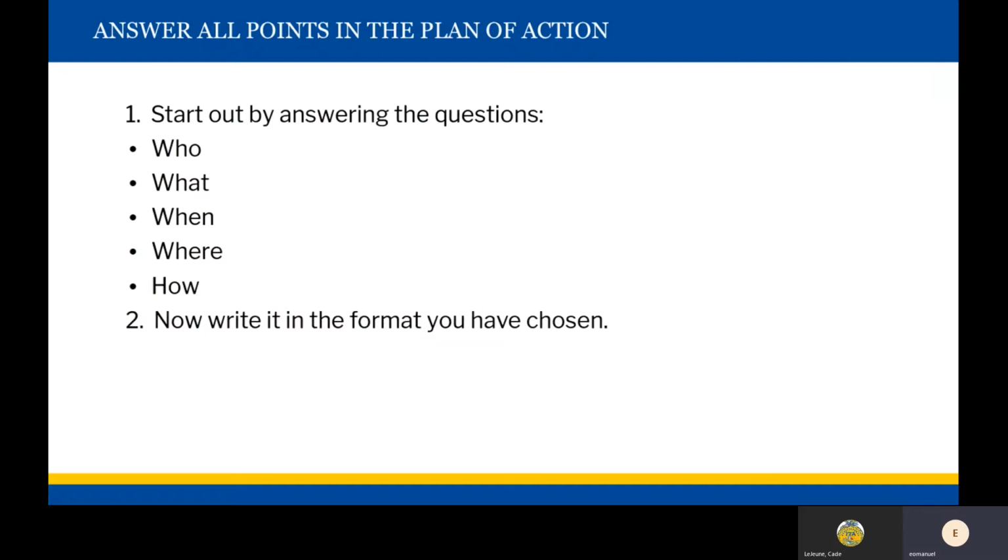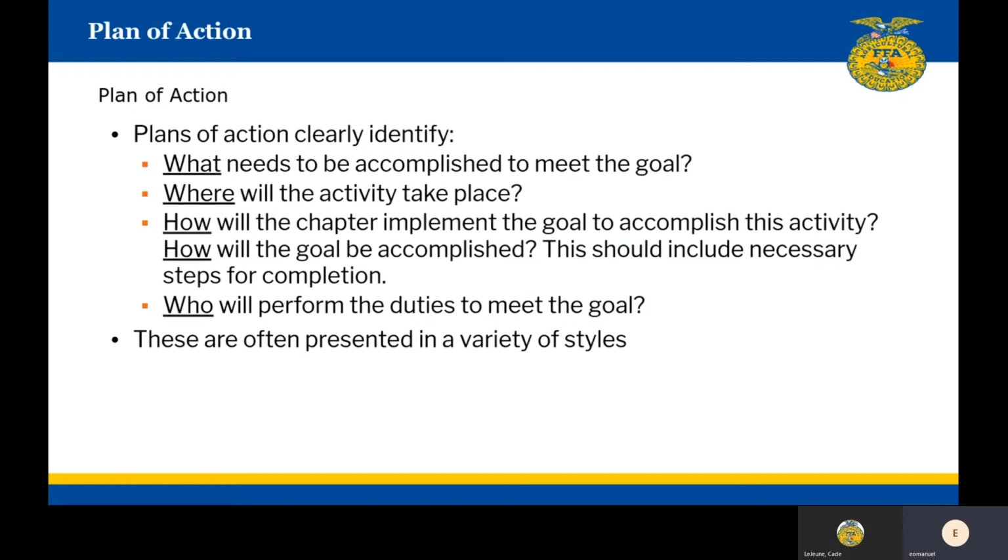The plan of action. This is probably the most difficult part, and where you kind of have to pick your formatting with your plan of action. So you want to make sure that you're answering all points. Start out by answering the questions: who, what, when, where, and how, and then write it in the format that you've chosen. Some different examples of formatting are on the next slide.